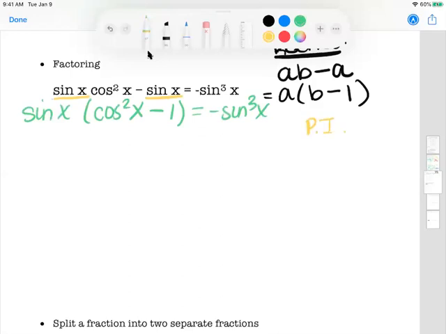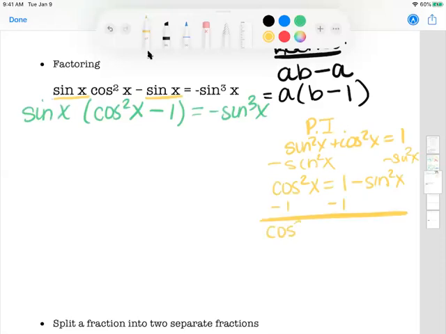So remember our Pythagorean identity, sine squared x plus cos squared x equals 1. Well, if I subtract, let's subtract sine squared x on both sides. That leaves me with cos squared x equals 1 minus sine squared x. Okay, but I need the 1 with the cos squared x. I'm going to subtract 1 on both sides. I have cosine squared x minus 1 equals negative sine squared x. Beautiful.